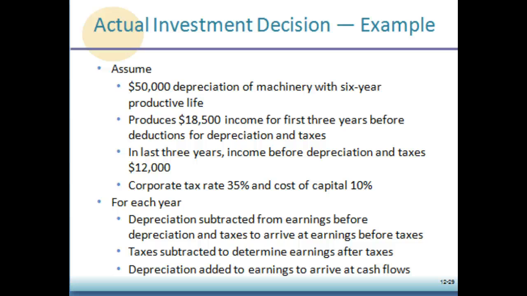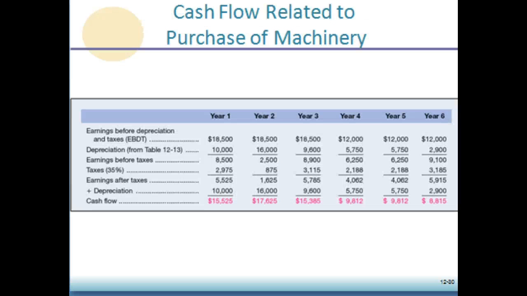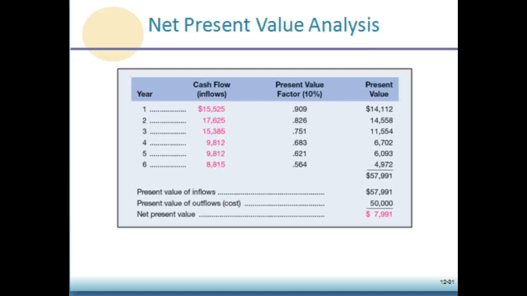For each year, the depreciation is subtracted from earnings before depreciation and taxes to arrive at earnings before taxes. Taxes are subtracted to determine earnings after taxes, and depreciation is added back to earnings to arrive at cash flows. Here we see cash flow related to the purchase of machinery for your review. Here we see the net present value analyses.